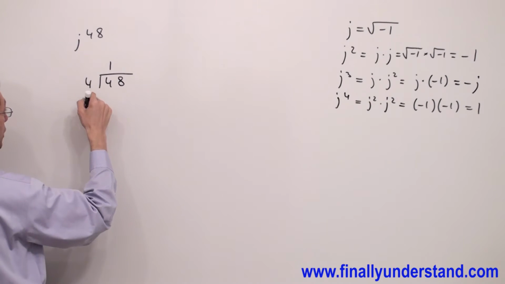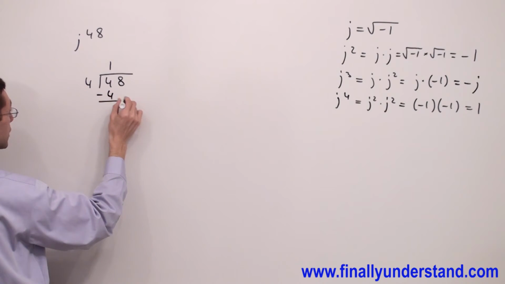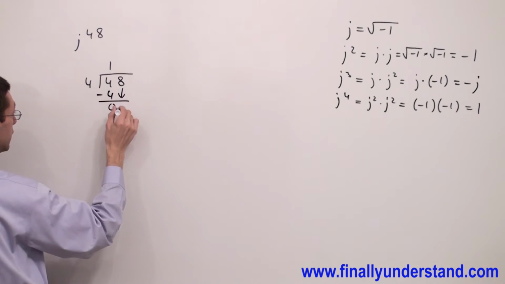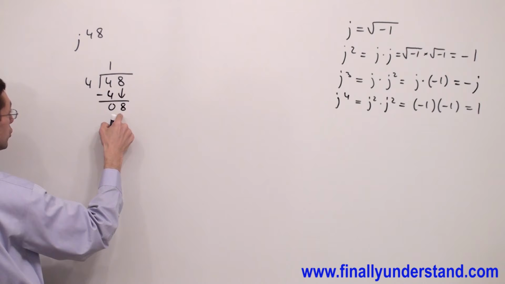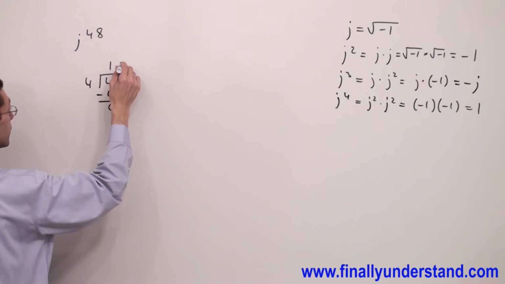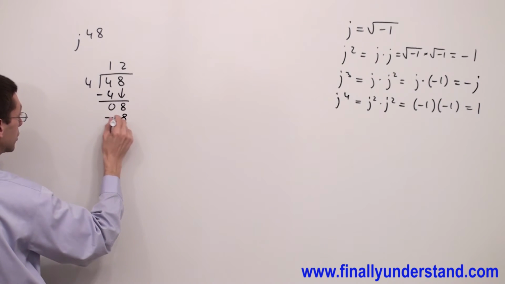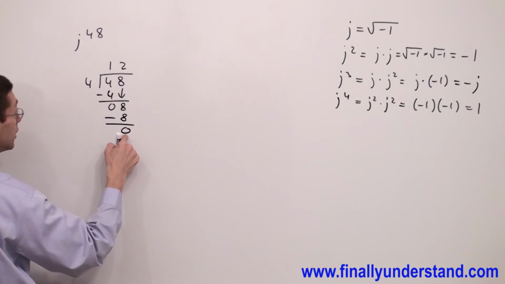1 times 4 is equal 4. Subtract, we have 0. Bring down 8. 4 goes into 8 2 times. 2 times 4 is equal 8. Subtract, we have 0. Remainder is 0.